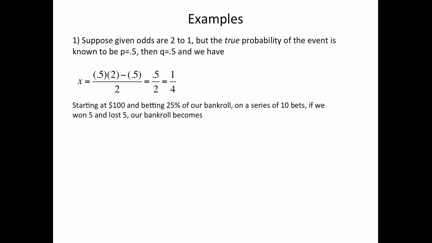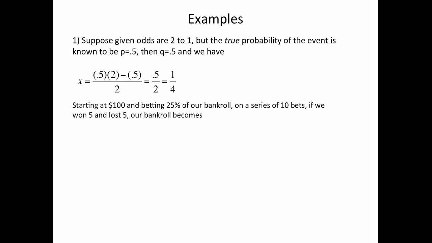So starting at $100 and betting 25% of the bankroll on a series of 10 bets. Now suppose that you had that opportunity there over 10 bets, right? And if the true probability was really exactly 0.5, you would win 5 and you would lose 5, right? So what would be the future bankroll?